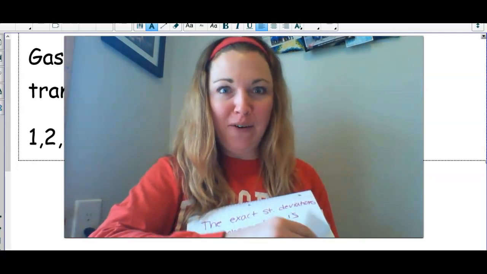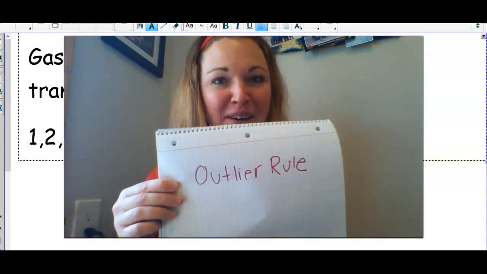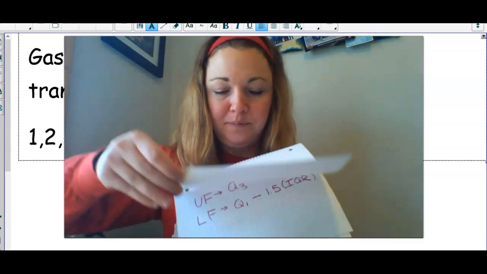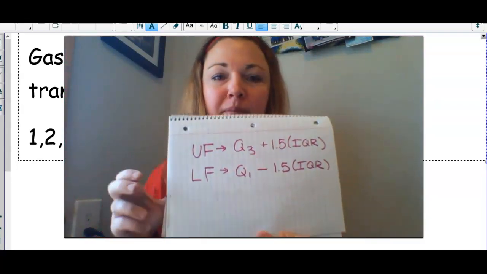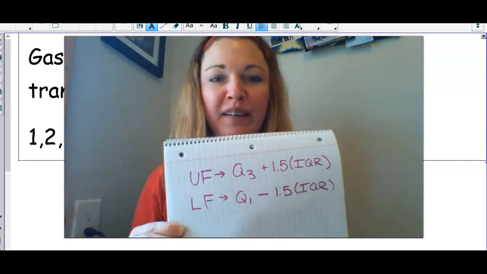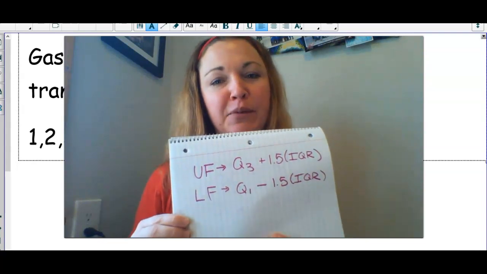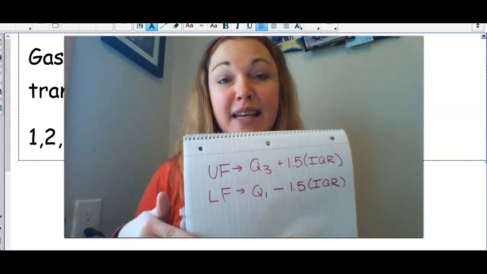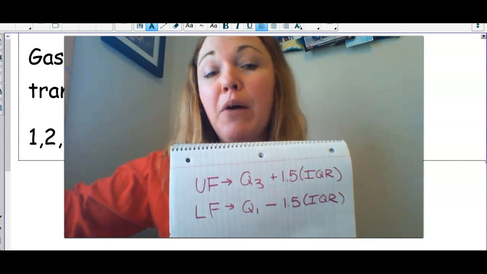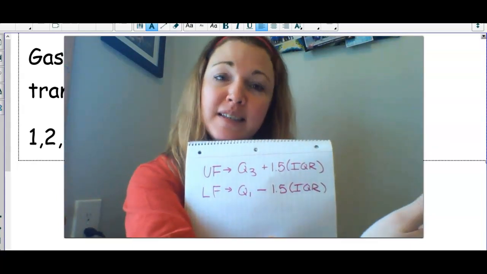Outliers, do you have the outlier rule memorized? I'll give you a second to say it out loud. Write it down, that helps as well. Your upper fence is quartile 3 plus 1.5 times the IQR. Your lower fence is quartile 1 minus 1.5 times the IQR. If there's any data that is greater than the upper fence, that's considered an outlier. If there's any data that's less than the lower fence, that's considered an outlier.